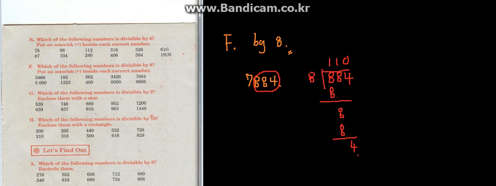7,884. What we are interested in is the last 3 digits. So here, 884. Is it divisible by 8? 8 goes once with no remainder, bring down 8, and 8 goes once again with no remainder, and there's 4. 8 couldn't go there, and the remainder is 4.